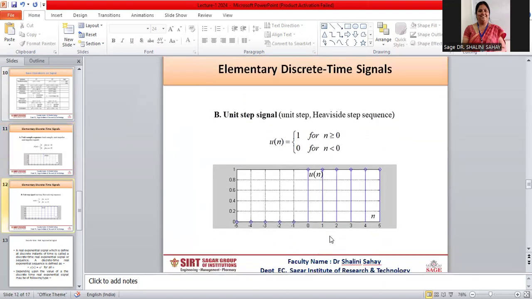Second, we will discuss the unit step signal. In the unit step signal, the amplitude of the signal is 1 at n equal to 0 and greater than 0. Otherwise, its value is 0 for n less than 0. So it is a unit step signal.